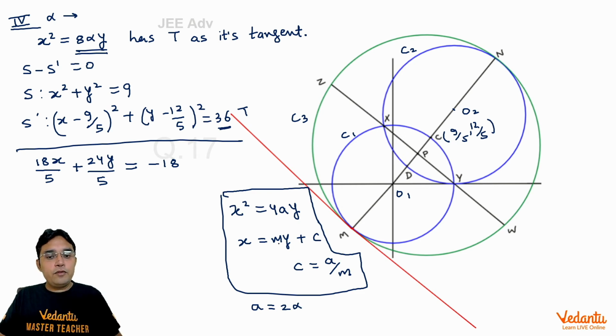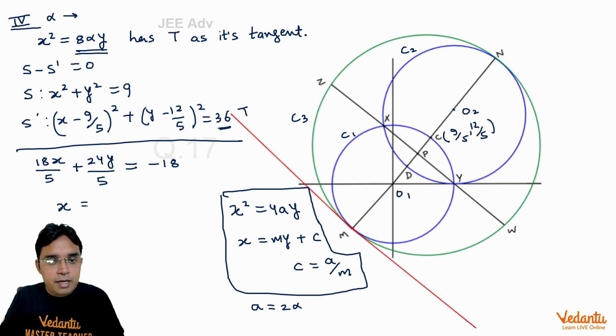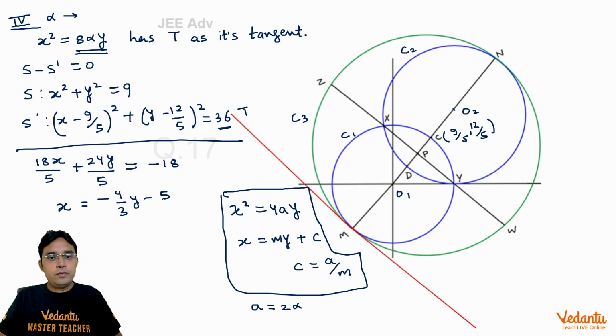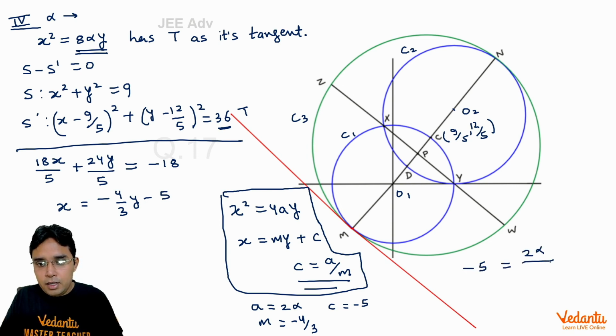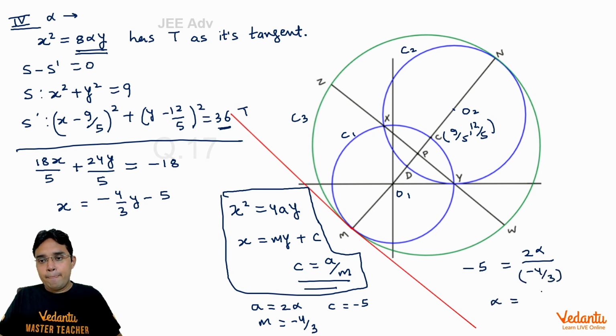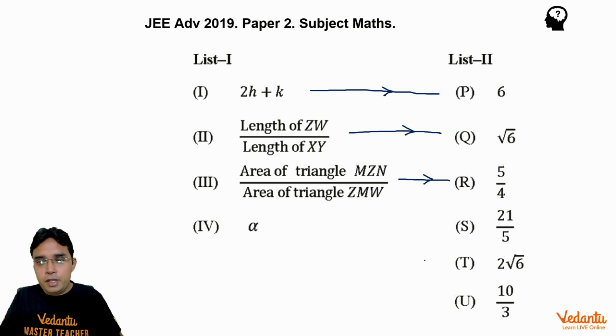And to get the values of m and c, let us write this x in this form. So this will become minus of 24 upon 18, which means minus 4 upon 3 into y. And here it will become minus 5. Okay, so here m is equal to minus 4 upon 3 and c is equal to minus 5. So if I use this c is equal to a by m, I will get minus 5 equal to 2 alpha upon minus 4 upon 3. So the value of alpha comes out to be 10 upon 3 after the calculation. Okay, so the answer for this alpha should be 10 by 3.